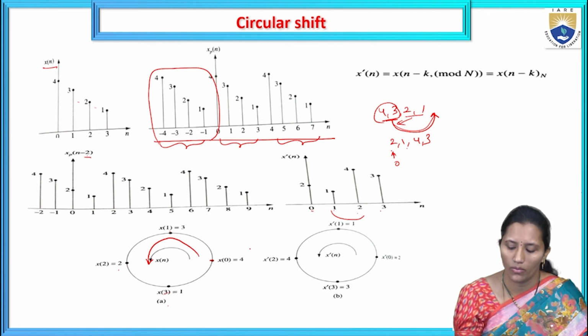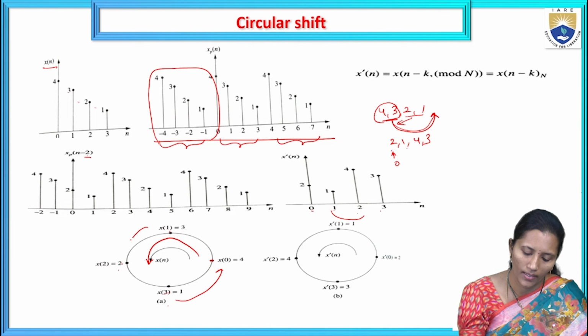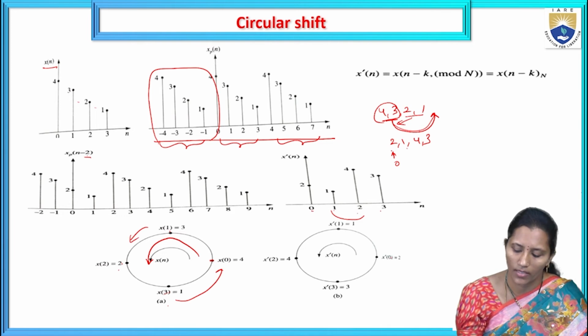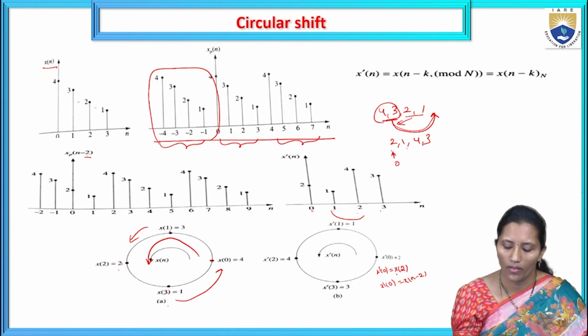So how to do it? We have to rotate anti-clockwise by 2 units. So these 2 samples will go to here, and the second sample will come here. These 2 samples will go to here. So x dash of 0 will become x of 2, because x dash of 0 is equal to x of n minus 2. That is, it will become x of 2.